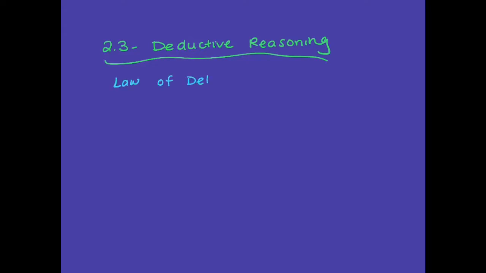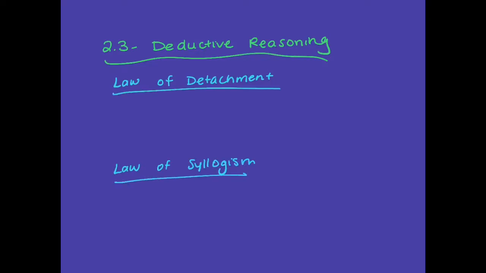Okay, then 2-3 was deductive reasoning. So we talked about two laws here, the law of detachment and the law of syllogism. The law of detachment said that if I had a true if-then statement and the if occurred, I assume the then occurs. So if lightning strikes near campus, then practice is canceled.